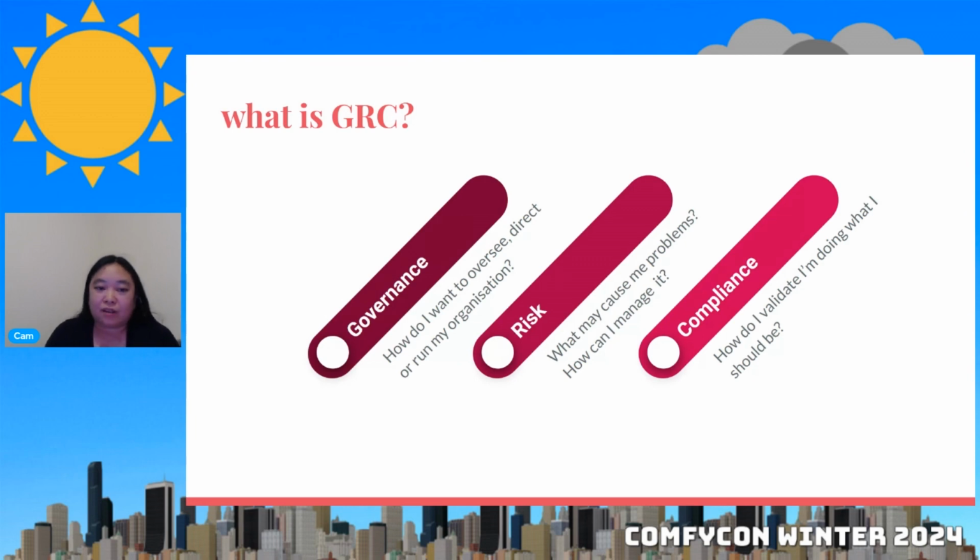Risk. What is going to cause me problems? What is going to sink my ship today? How can I manage it? What are the things that I can put in place? And how can I reduce that risk to my organization?